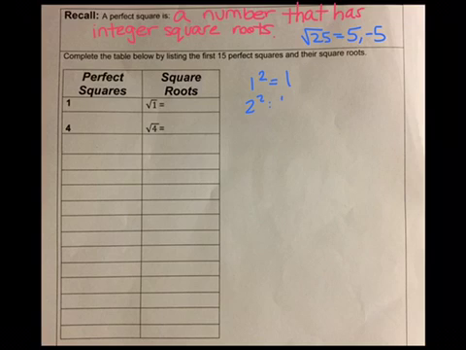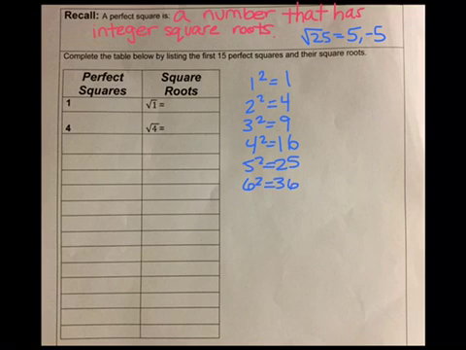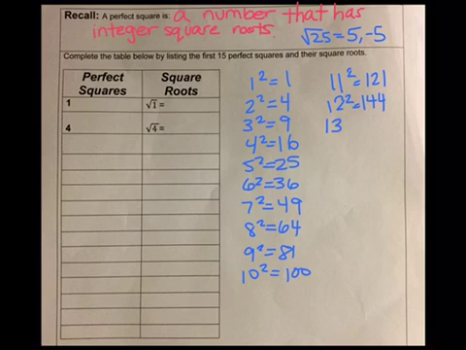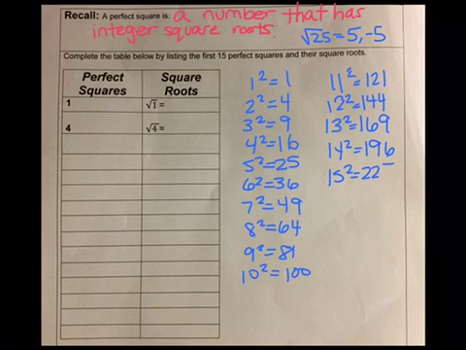1, 2 squared is 4, 3 squared is 9, 4 squared is 16, 5 squared is 25, 6 squared equals 36, 7 squared equals 49, 8 squared equals 64, 9 squared equals 81, 10 squared equals 100, 11 squared equals 121, 12 squared equals 144, 13 squared equals 169, 14 squared equals 196, 15 squared equals 225.